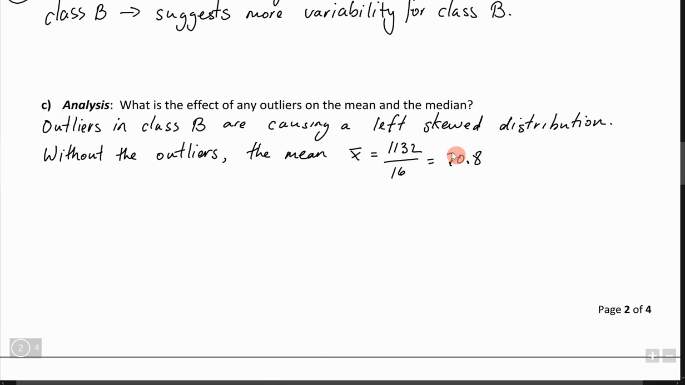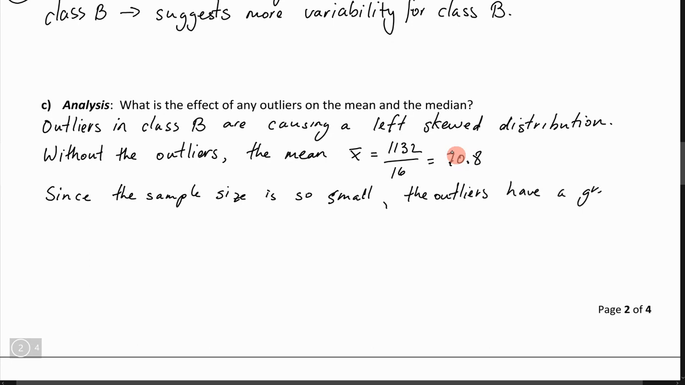One other thing we can note here is to look at the sample size. We only have a class of 18 students. Since the sample size is so small, there is a much greater impact from the outliers. So the outliers have a greater effect on the distribution.